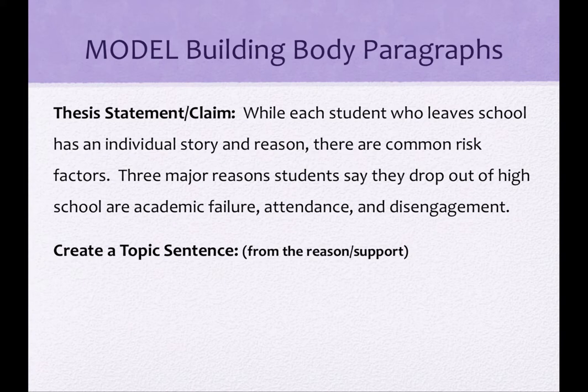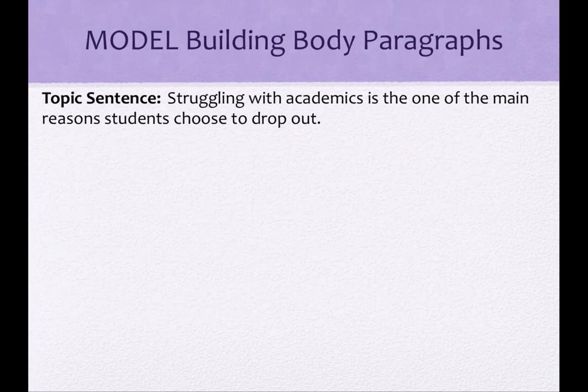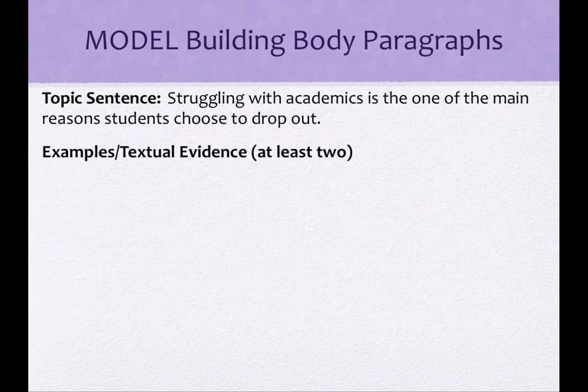We need to create a topic sentence from one of those causes or reasons. We're going to focus for this video on the first cause, academic failure. So the first body paragraph is going to deal with academic failure. So the writer creates a topic sentence. Perhaps this could be the topic sentence. Struggling with academics is one of the main reasons students choose to drop out. Struggling with academics is another way to say academic failure. So there's that topic sentence, the first sentence of the first body paragraph.